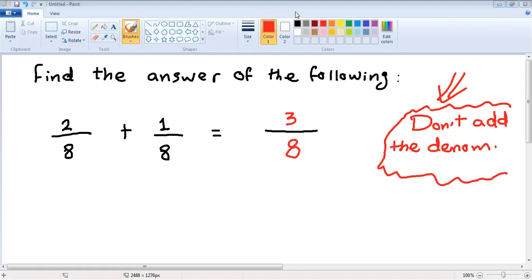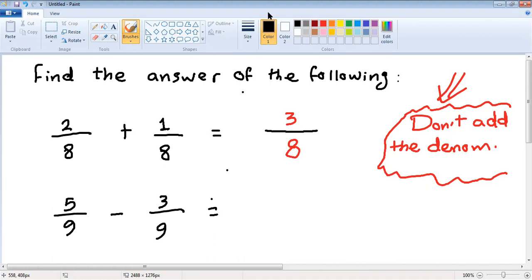Abdullah? Five ninths minus 3 ninths. All right, Abdulaziz. Yes, teacher. This one, 5 ninths minus 3 ninths. Okay, first thing 5 minus 3. We will have 2. And then the 9 stays the same. The denominator stays the same.